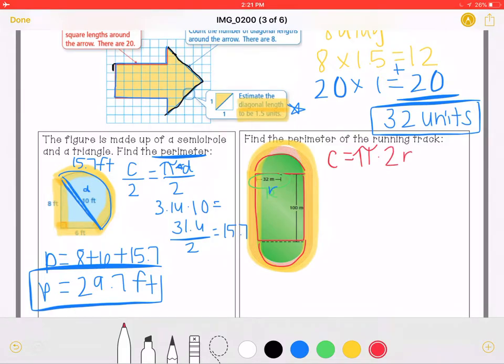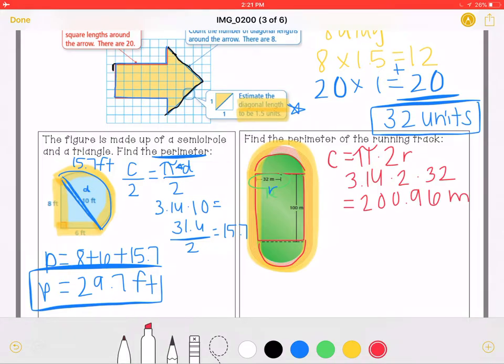Let's plug in what we know. 3.14 for pi, 2 times 32. We're going to multiply all three of those numbers together in our calculator. Do 2 at a time, or just multiply all three together if your calculator does that. You should get 200.96 meters. So now we have accounted for the outer edges.